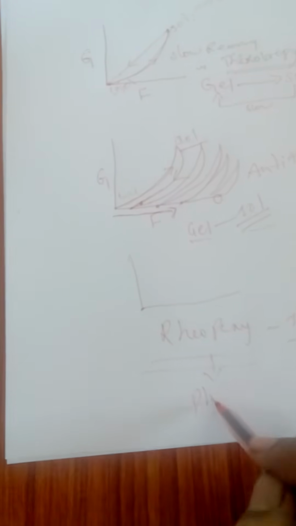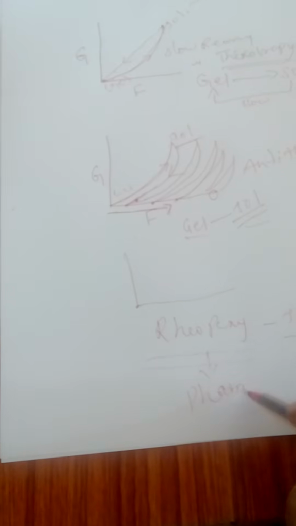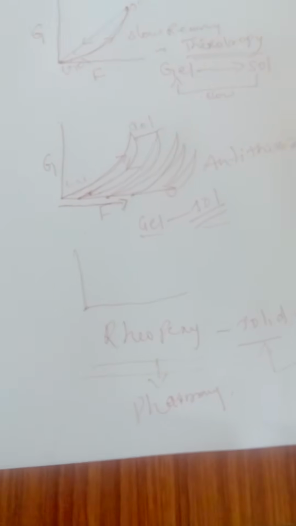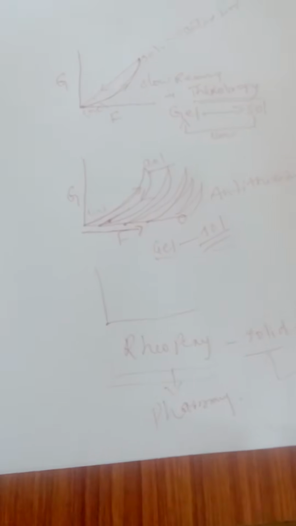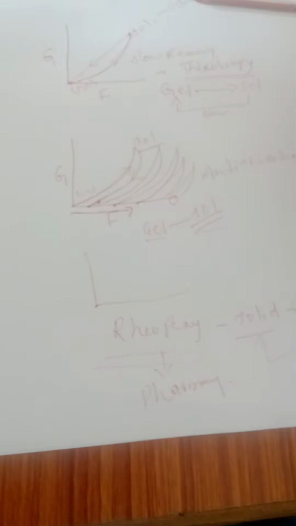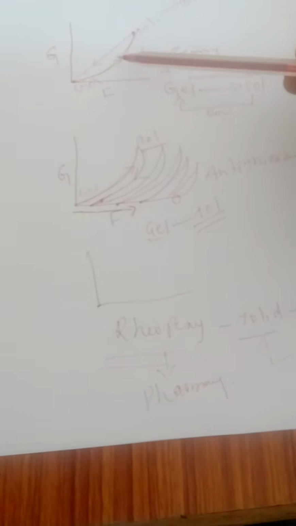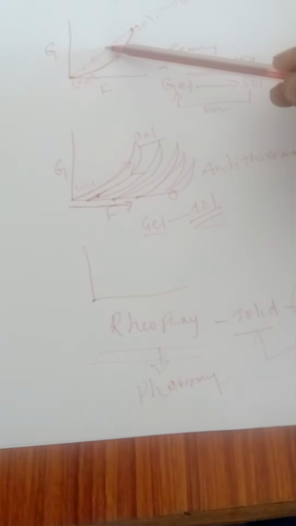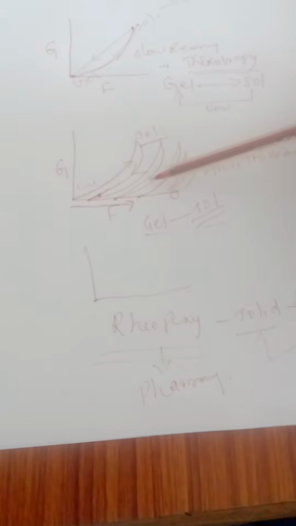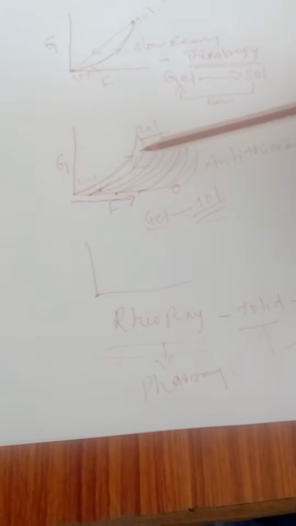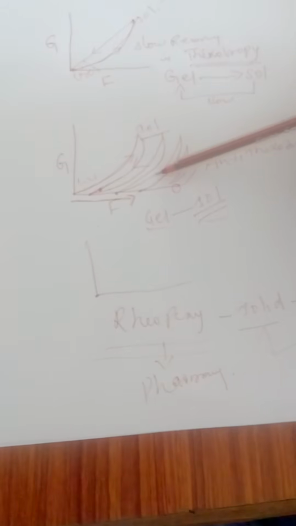Generally we won't observe rheopectic materials in pharmacy, but we can observe them in mechanics or other subjects. Overall, thixotropy is a slow recovery where the down curve shifts towards the left side. Antithixotropy is also a shear thinning behavior where the down curve shifts towards the right side.